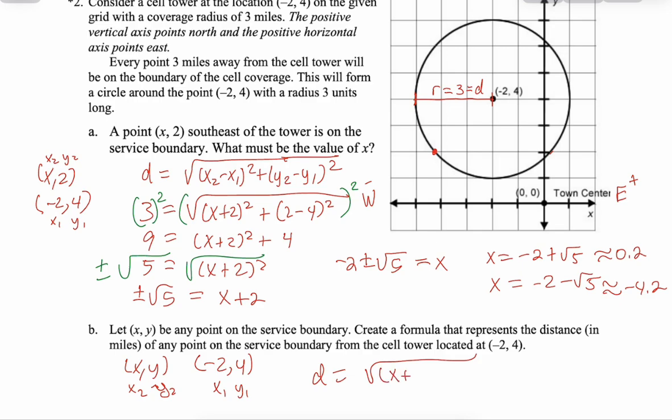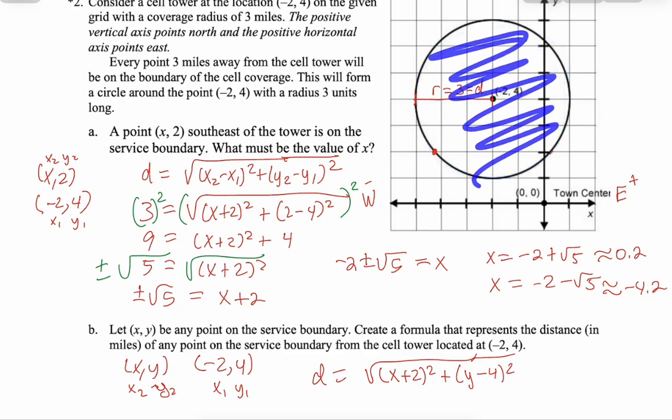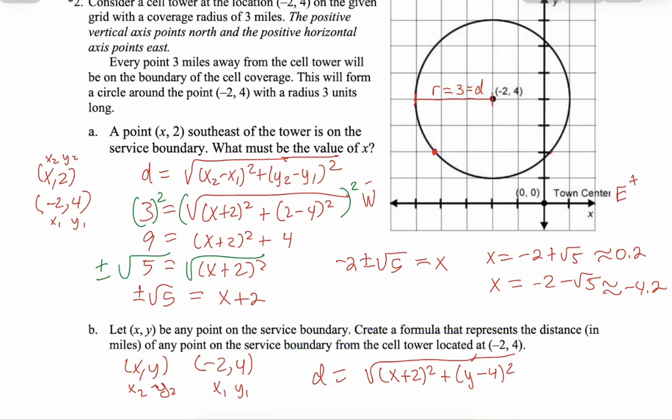x minus a -2. So that's going to become a positive. It's always going to switch sign in that formula. Plus y2 minus y1. And that will always be the distance that any house location will still get that cell service if it's 3 miles away. Okay? So anything within the service area, that's the maximum distance of anything in that service area, okay?